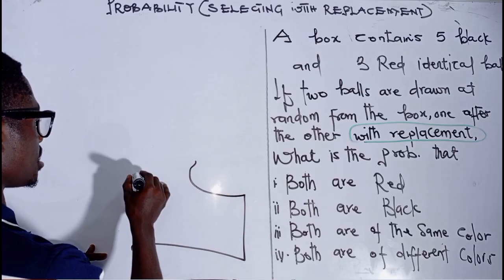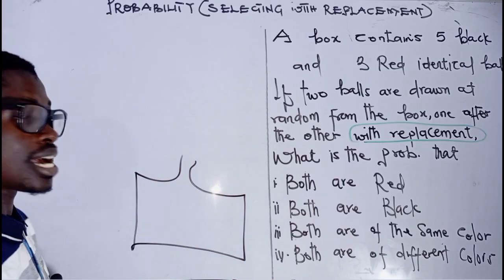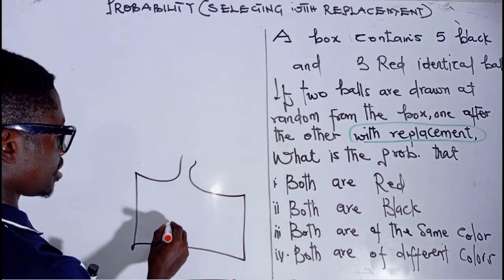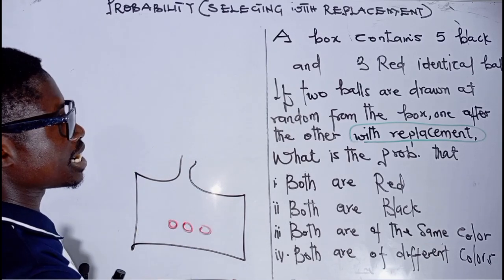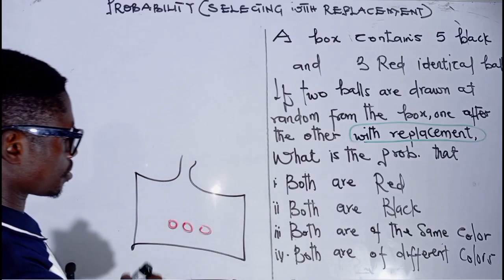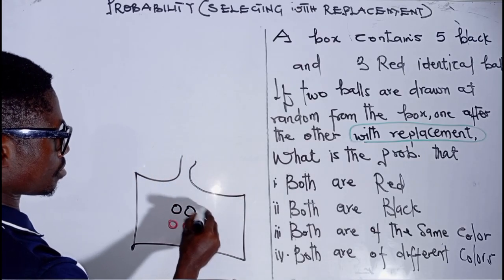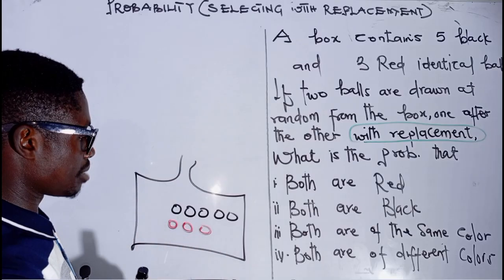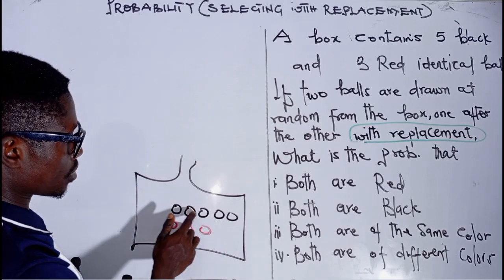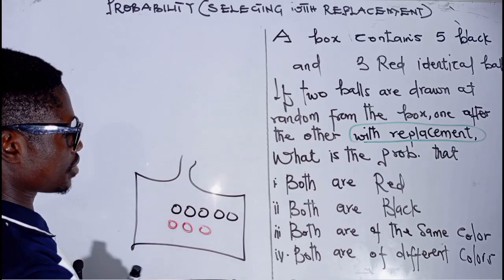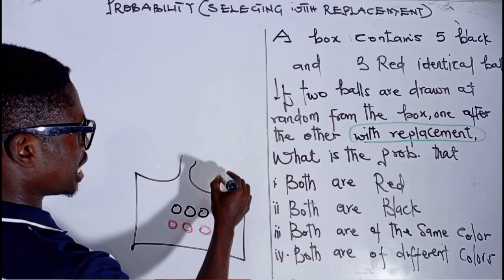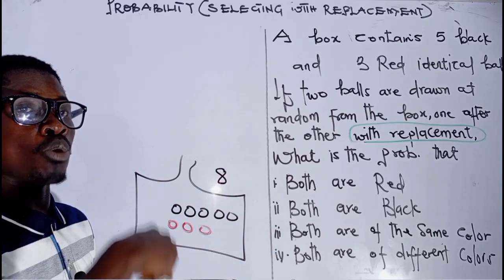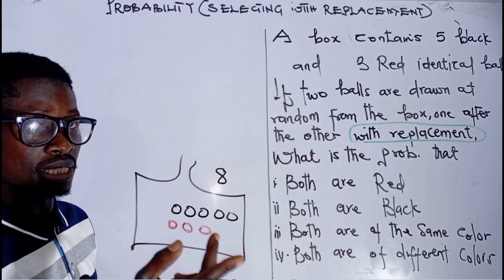So this question is saying that we have a box. Let's assume that this is our box, and this box contains 3 red and 5 black balls. So in all, how many balls do we have in the box? 1, 2, 3, 4, 5, 6, 7, 8. So in all, we have 8 balls in the box. And then we want to pick 2 balls from this box with replacement.